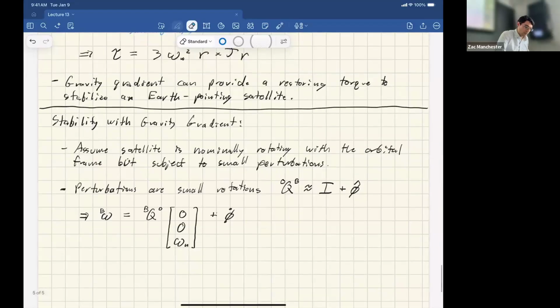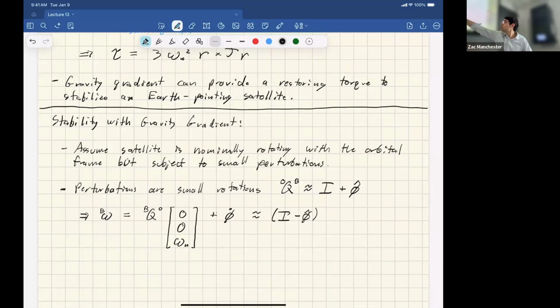This I can write using my Taylor expansion as I minus phi hat, because that's Q from the O frame to the B frame, whereas this is Q from the B frame to the O frame. So I flip the direction of rotation. I transpose Q. That's equivalent to picking up a minus sign here because I've got a skew symmetric matrix. Transpose equals minus. All right, and this is the same.